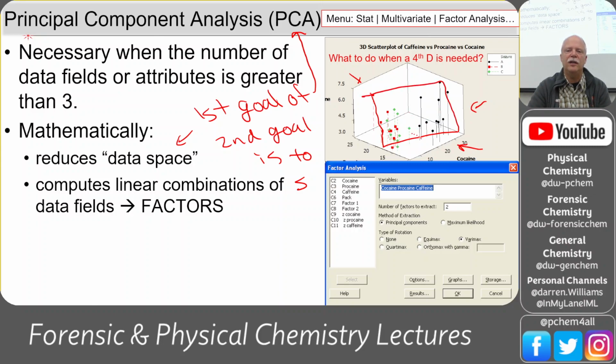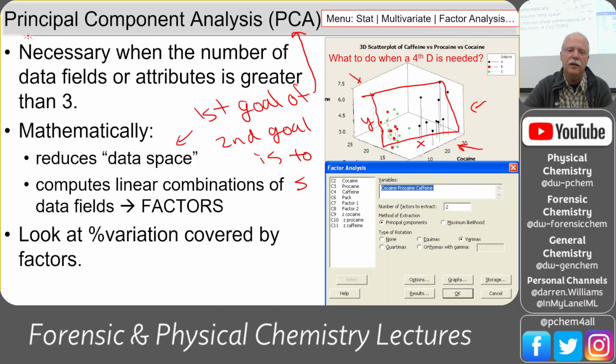What's the mathematical equation for this new x-axis and this new y-axis? That's what principal component analysis is calculating. So it's trying to find a plane through the data where the new x-axis and the new y-axis are some kind of combination of the other axes. And then it'll plot the data on that new plane.